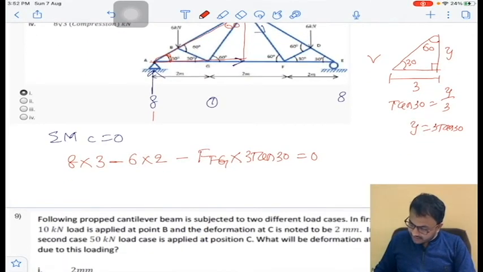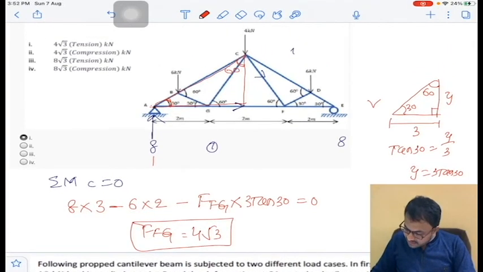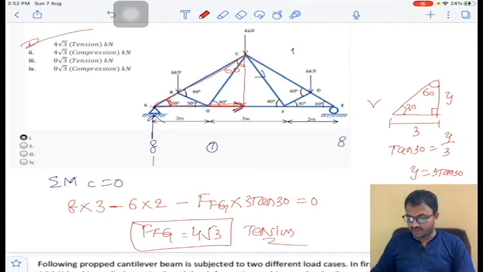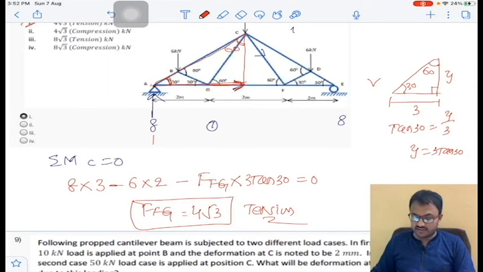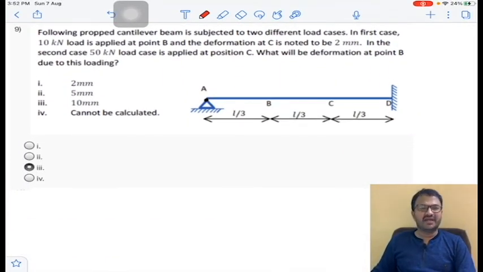So if you calculate Fg, you will get 4 root 3 as the value, and this force is away from the junction. Away from the junction means it is a tension. Okay, so 4 root 3 kilonewton tension. So option number 1 is the correct answer. Clear? Okay, so here the concept that I have used is method of sections. Okay, and now you can see it is one application problem.